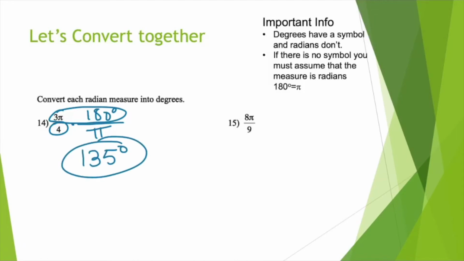Let's do another one. Remember, we're converting from radians to degrees. We want that pi to cancel, so we're putting it on the bottom. Now, the pi will cancel, and I'm going to take 8 times 180 divided by 9. Pause this video and do that on your calculator. We get 160 degrees.